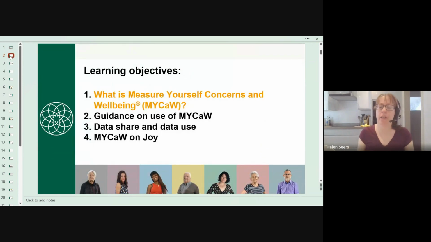Training. So these are the learning objectives for today. What is the MyCore tool? What is it all about? And then we've got guidance on how to use the tool in practice. So hopefully that will be useful to you. The what ifs and whys and hows. A little bit on how we share the data back to Meaningful Measures, and what you do with the data, why we're collecting the data, what's useful about it, and then we'll look at it on the Joy platform. I hope that's okay.